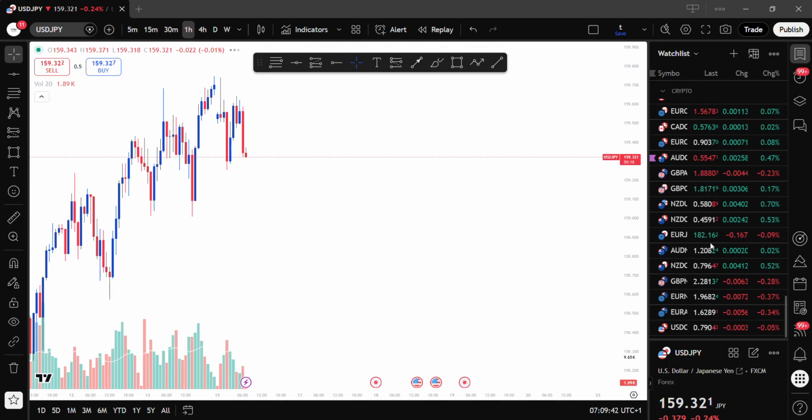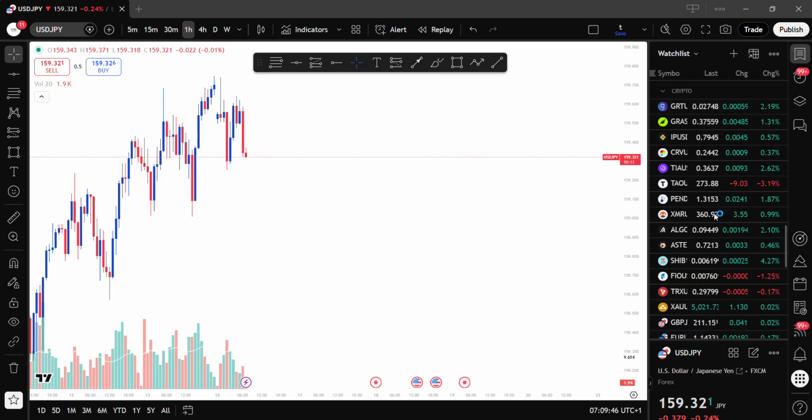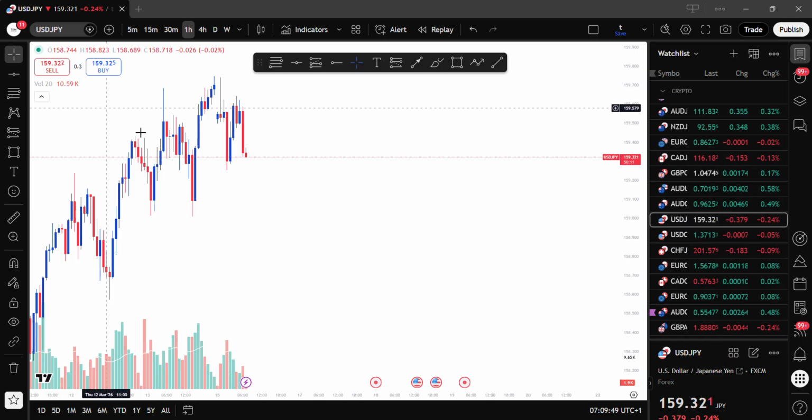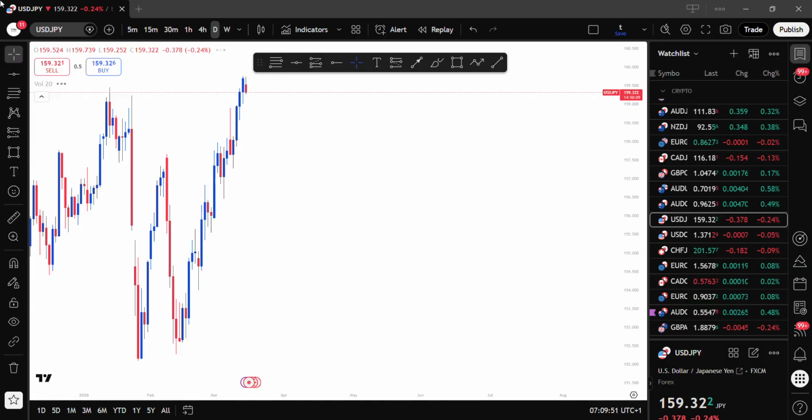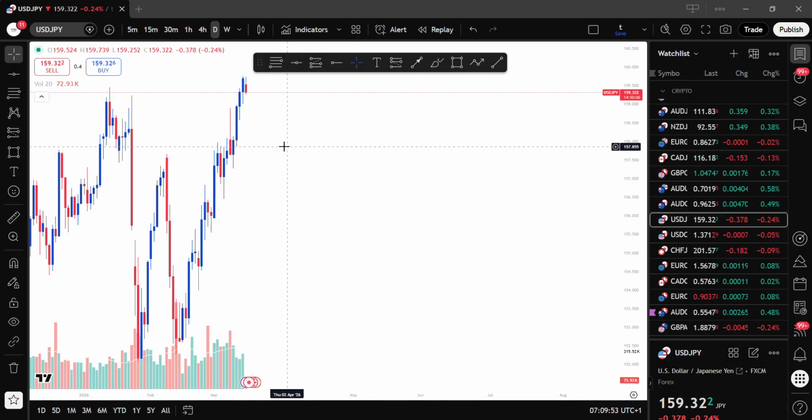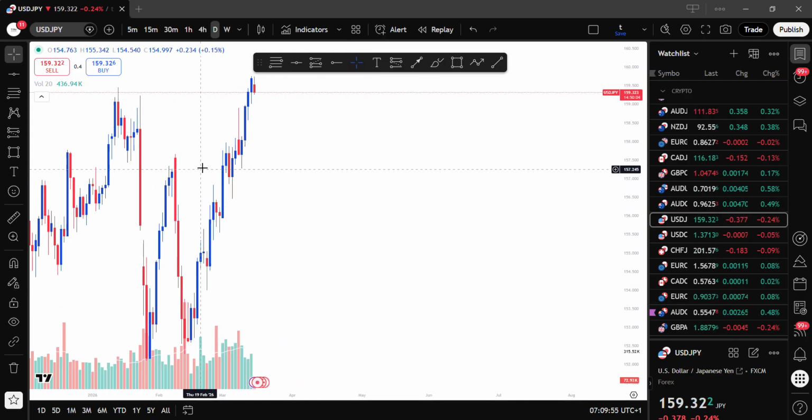So let's go to the USD JPY. Today is just Monday morning, so everything might seem messy for a bit till the week starts moving on. So let's see the daily time frame. On the daily time frame on USD JPY, the market has been buying the whole time.